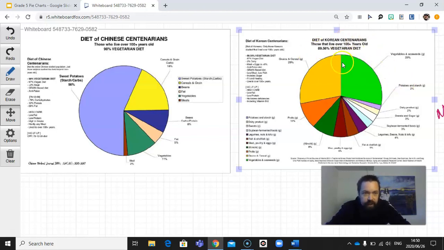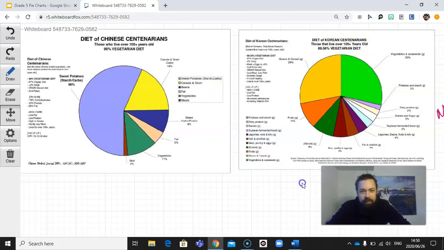And then if we have a look over here at the Korean one, you can see grains and cereal make up more than a quarter of what they eat. Vegetables and seaweed make up also more than a quarter of what they eat. And then you've got fruit and kimchi and lots of different things over here. But also they don't eat a lot of meat. They eat more than the Chinese people who've lived to that age, but almost 90%. So 89.5% of the food that they eat is vegetarian. That's also looking at people who've lived to 100 or older.